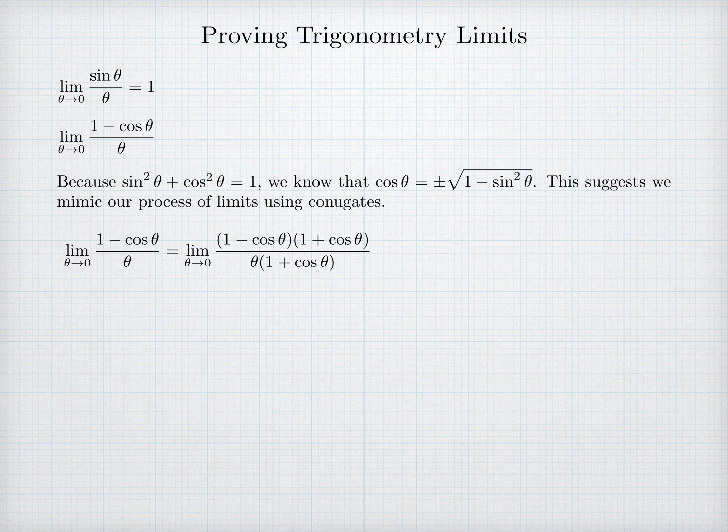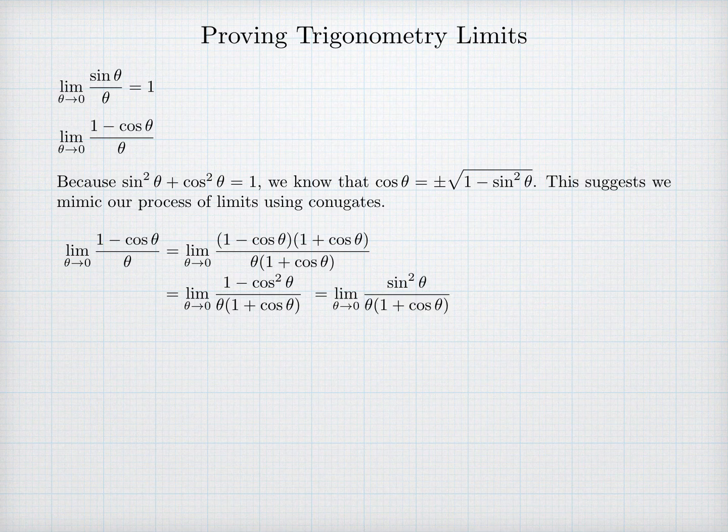So I'll multiply top and bottom by 1 plus cosine theta, expand the top, that'll be 1 minus cosine squared theta. By the Pythagorean identity, 1 minus cosine squared theta is sine squared theta. Now, we need to use our original limit. We know the sine theta over theta has a limit of 1, and our formula has sine squared theta over theta. So let's divide by theta and multiply by theta. And so on the left I get sine squared theta over theta squared, and on the right I get theta over 1 plus cosine theta.